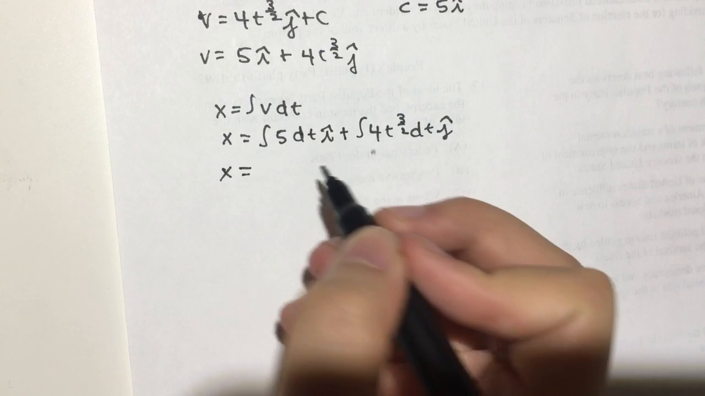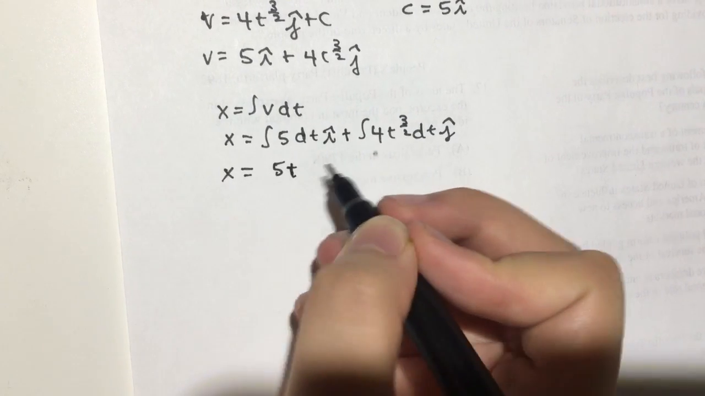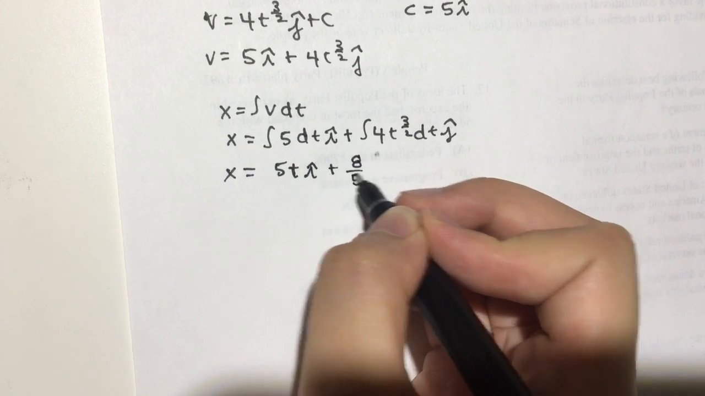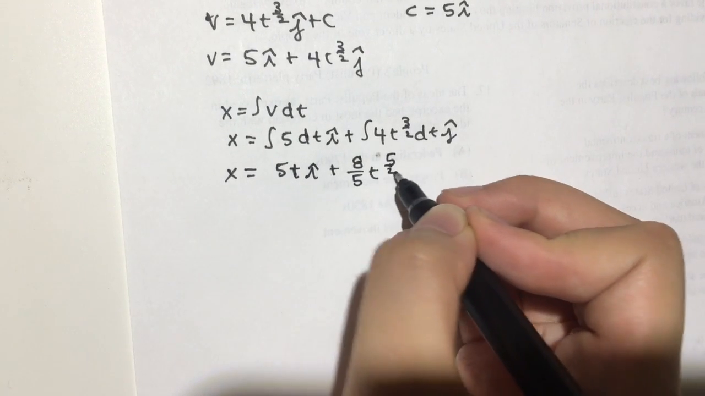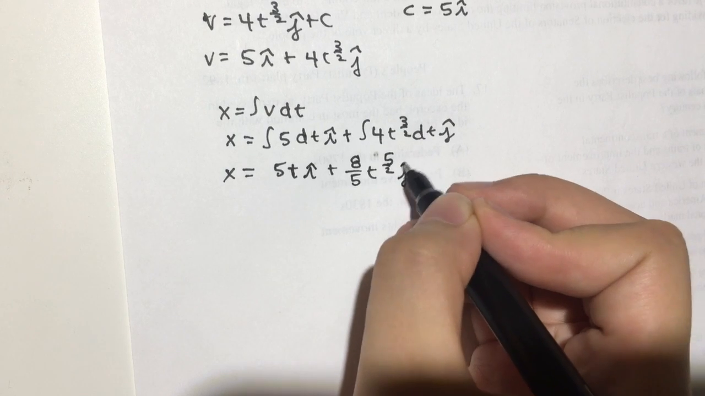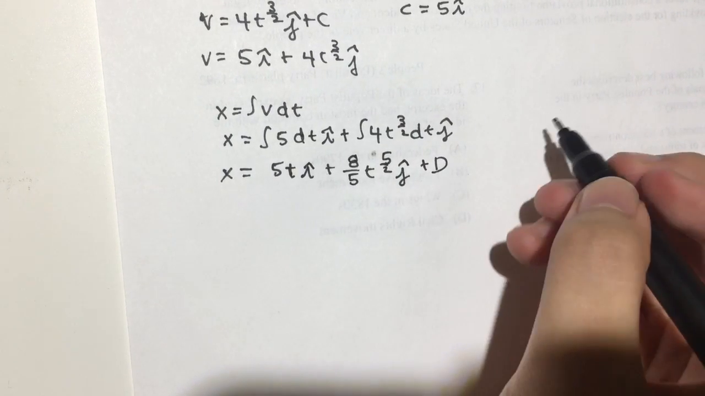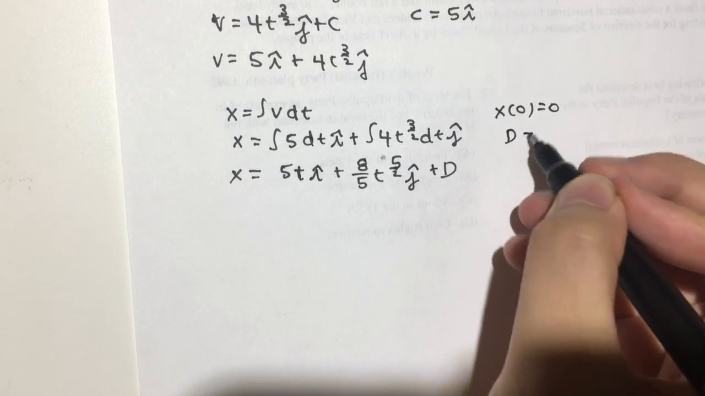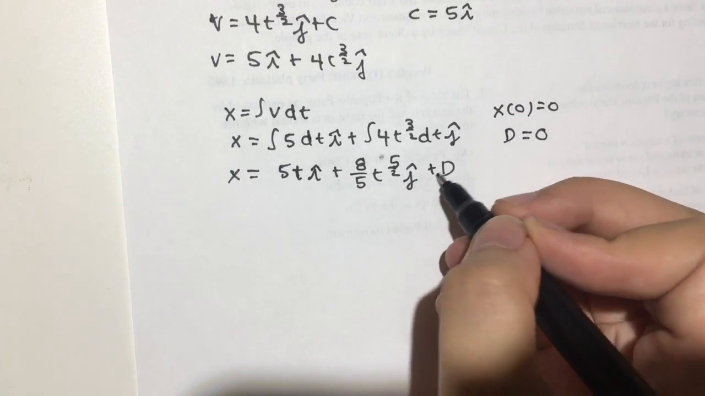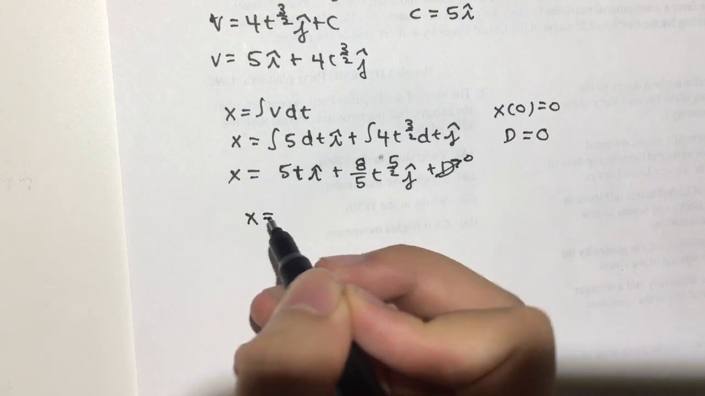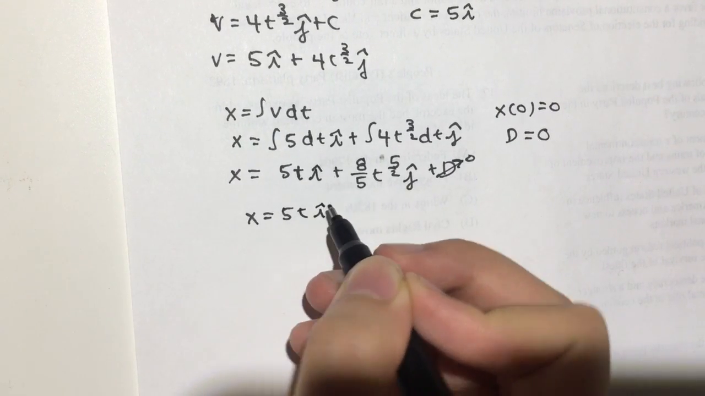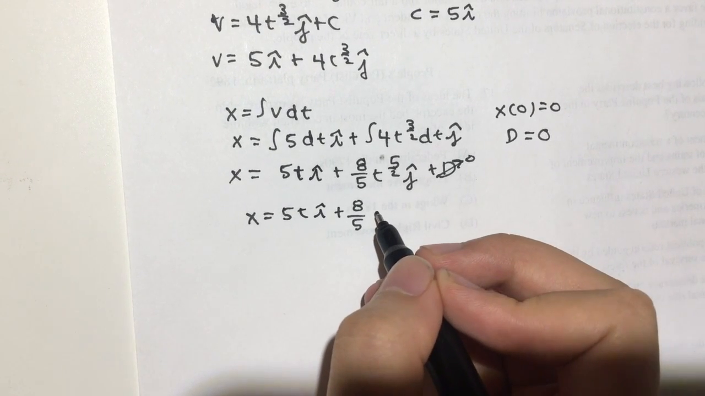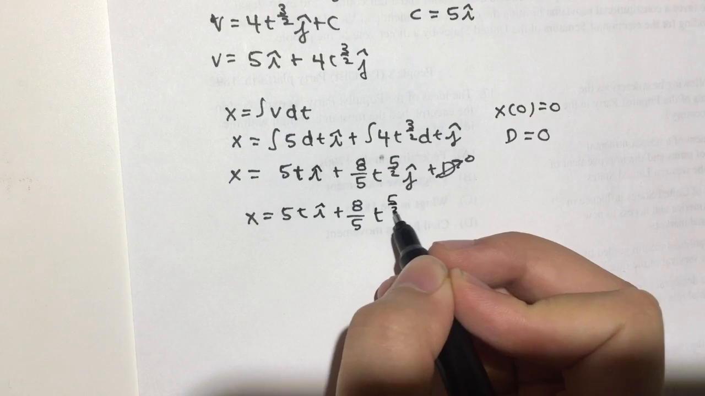So position equals 5t, just integrating this half, plus the second half, which equals 8 over 5 t to the 5/2 j, plus d, our constant. Again solving for the constant, initial position equals 0, so the constant just equals 0, which means we can cross this out, and we get the final position equation, which is x equals 5t i plus 8 over 5 t to the 5/2 j.